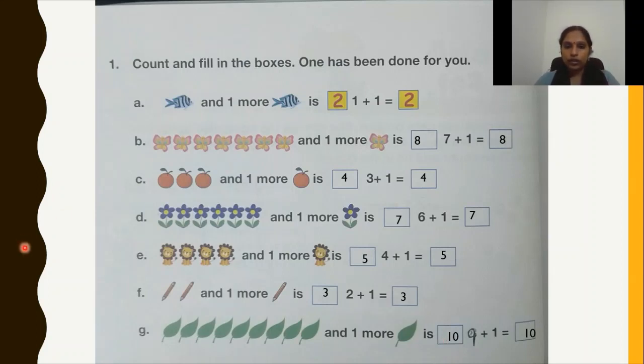Did you all write in your textbook? Check the answer that is there on the screen. Did you all write correctly? Check it with the answer that is shown on the screen. Yes? Is it done?